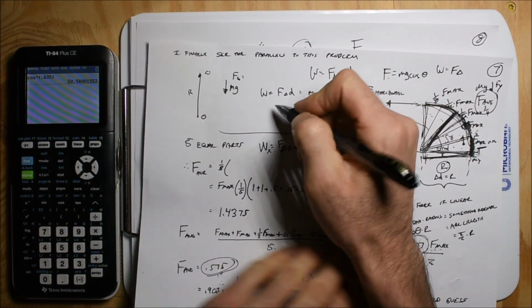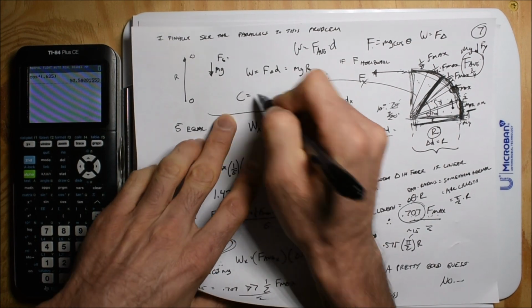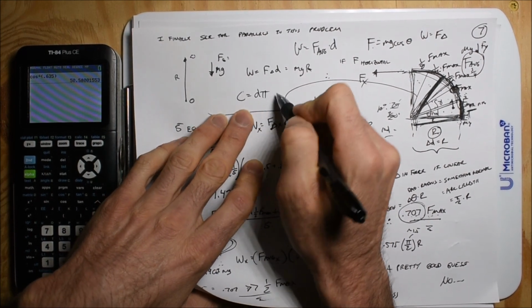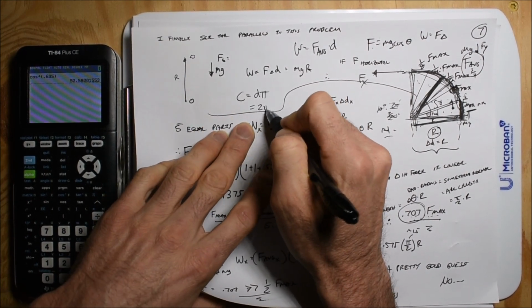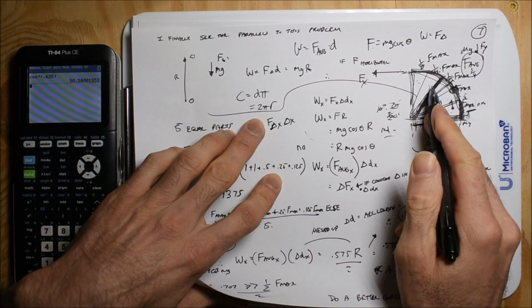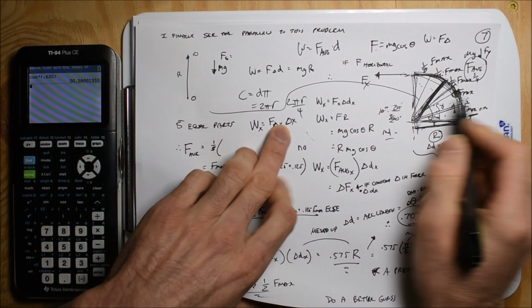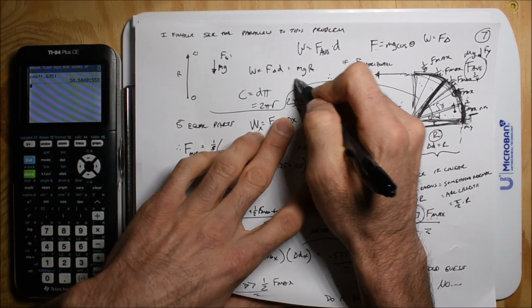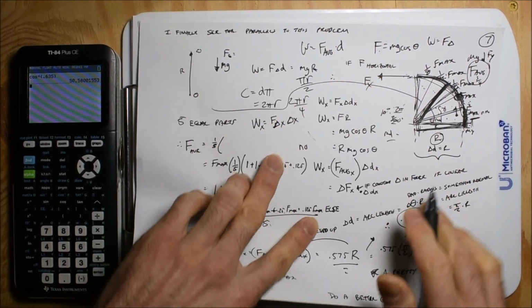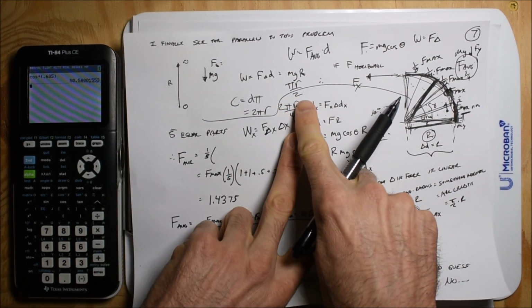And the arc length of a circle, well, you can just do the circumference. Circumference is d pi or 2 pi r. So this is going to be 2 pi r divided by 4. It's a quarter of a circle. So it's pi r over 2. Okay, cool. Does that look familiar?